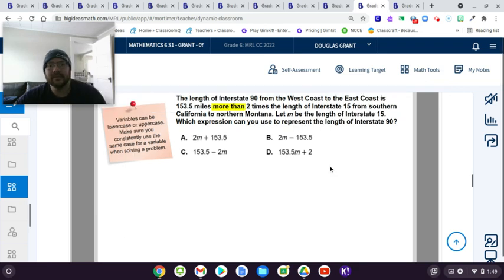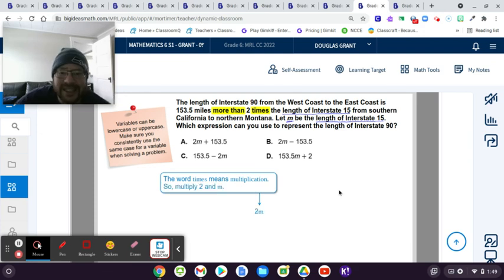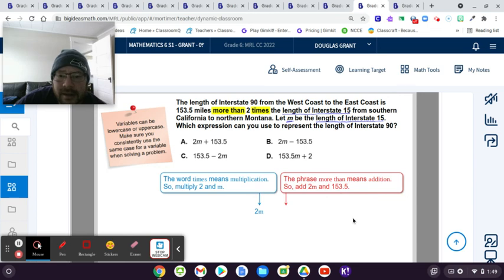Okay. No, it's clicking through and going through. All right, so the 90 in Interstate 90, that's I-90, doesn't matter. So what does matter is this more than 2 times. So you're going to have a 2m. The more than means it's going to be addition. And you're adding the 153.5 to it. So if you said A, you are correct.